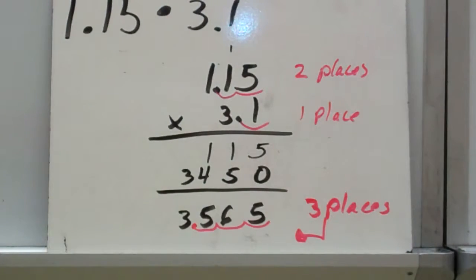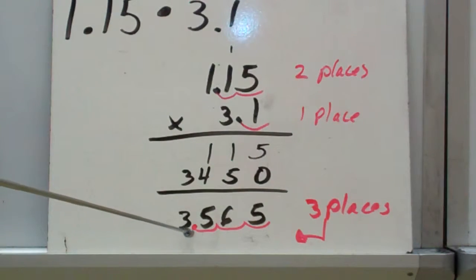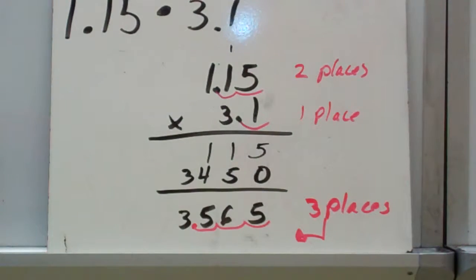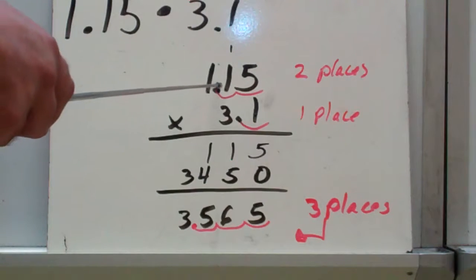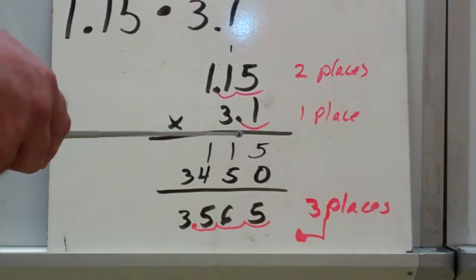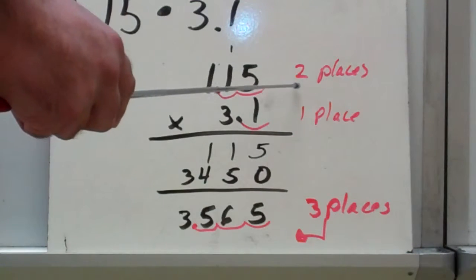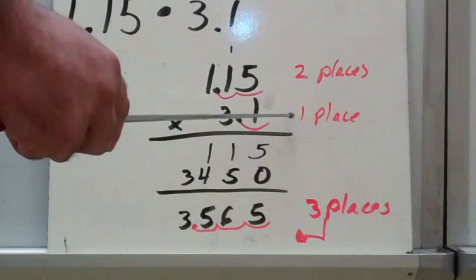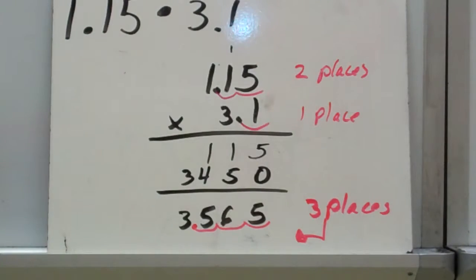So we have 1.15 times 3.1. We start off by putting the numbers all the way to the right. Okay, we do not line up the decimals. We multiply 1.15 times 3.1, and we end up with 3565. Okay, then we see how many places after the decimal there are in each of the numbers. In this case, there's 1, 2, and in 3.1 there's 1. So 2 places in 1.15 and 1 place in 3.1 for a total of 3 decimal places.